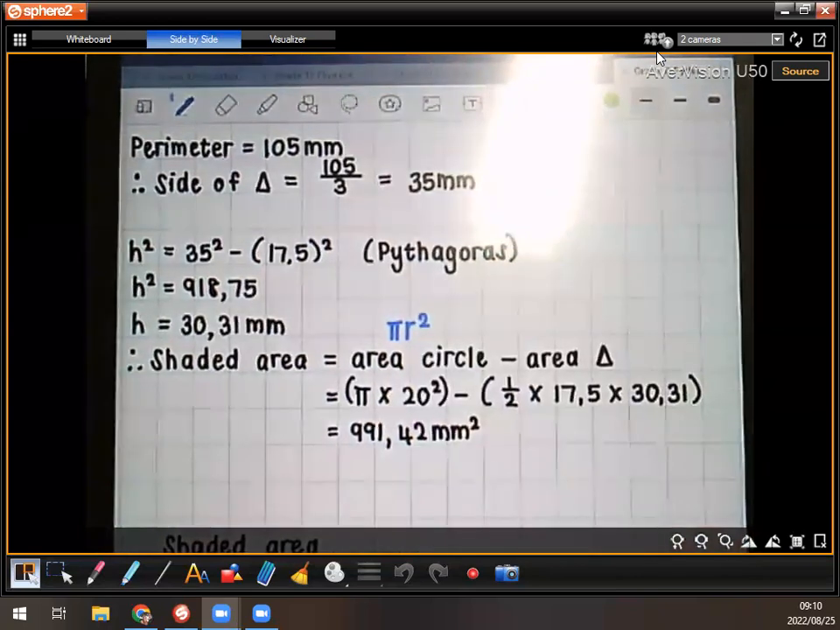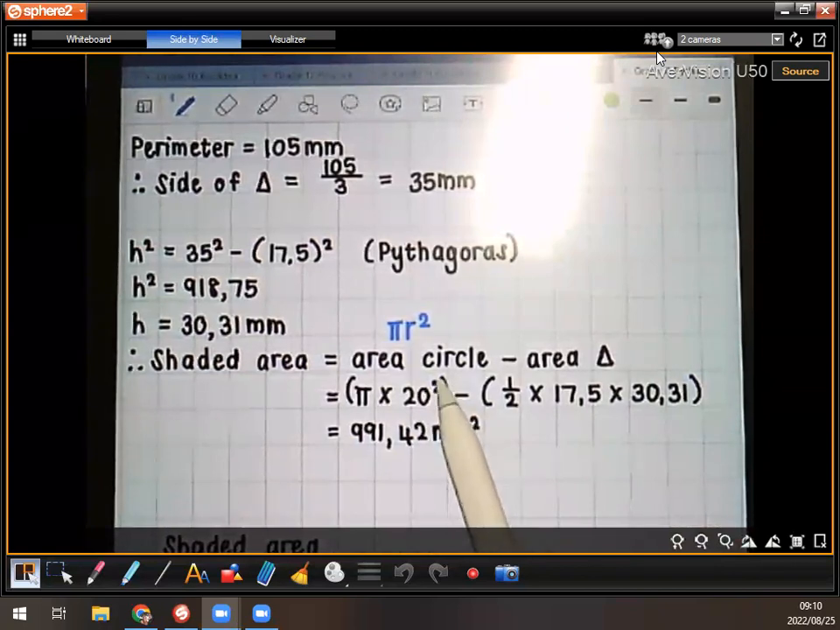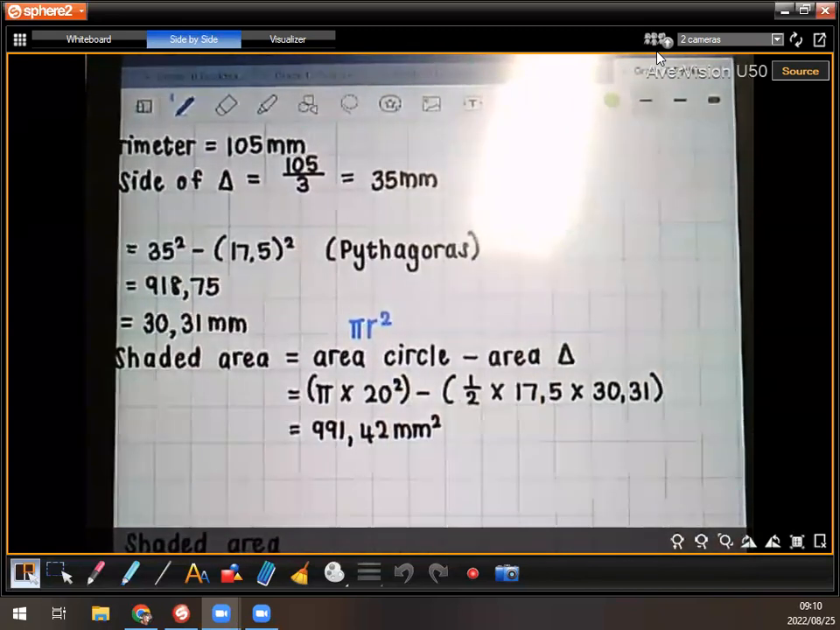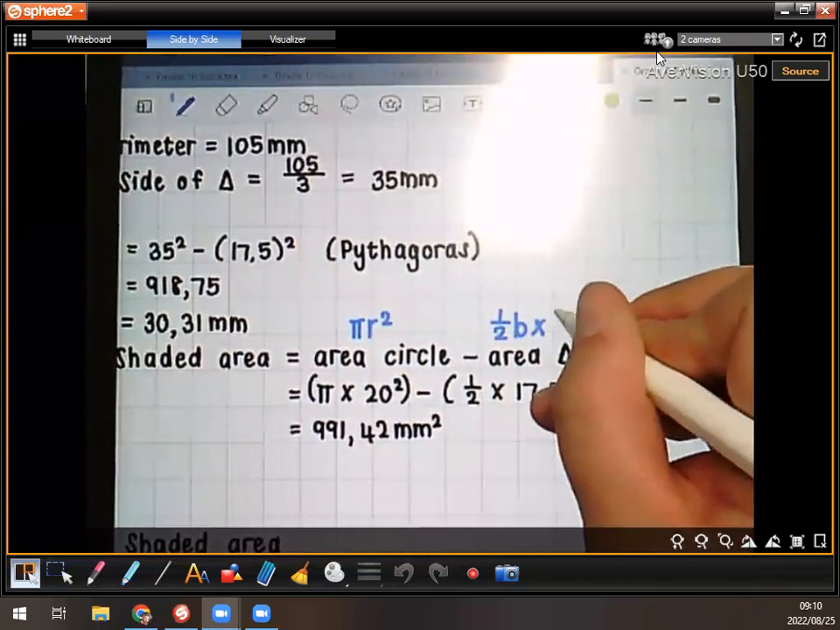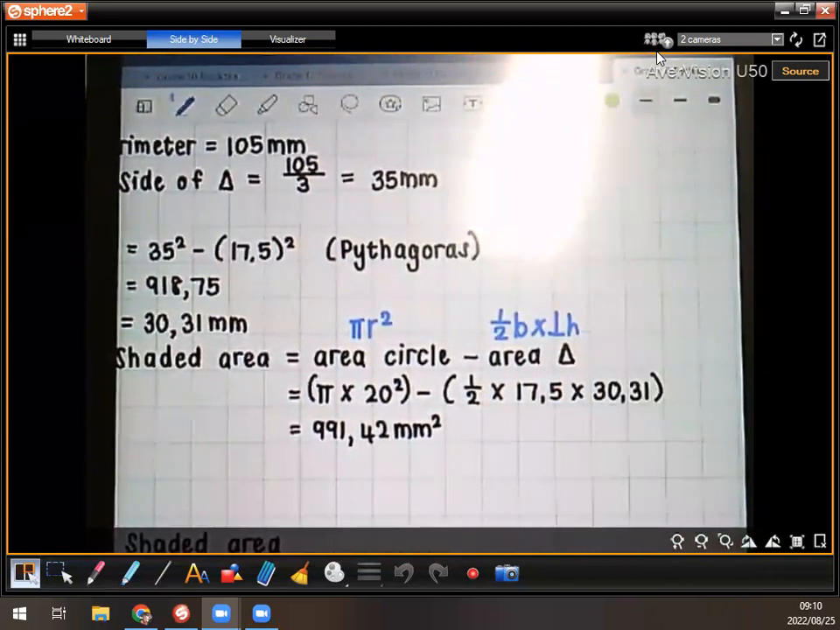Pi times radius squared, right? That's the formula that I'm using there. So pi times 20 squared, they gave us that 20. Okay, it's just not on the picture, but they did tell us that the radius is 20. Minus the area of the triangle. Remember, the triangle is half base times perpendicular height.